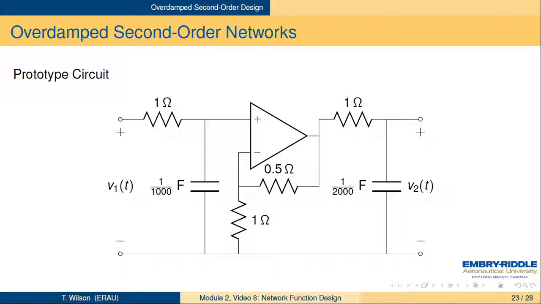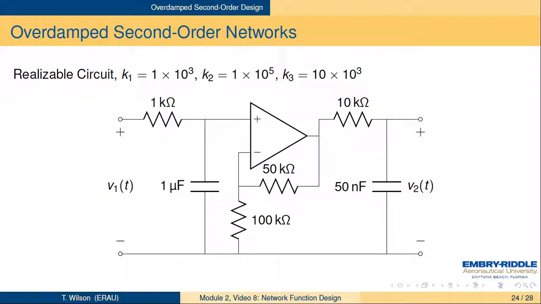So on the left is the 1000 over S plus 1000 circuit, a 1 ohm resistor with an output branch of 1 millifarad. And then here's our op amp with a gain of 1.5. And then here's the 2000 over S plus 2000 on the right, which is a 1 ohm resistor, and then the output branch is a half a millifarad capacitor.